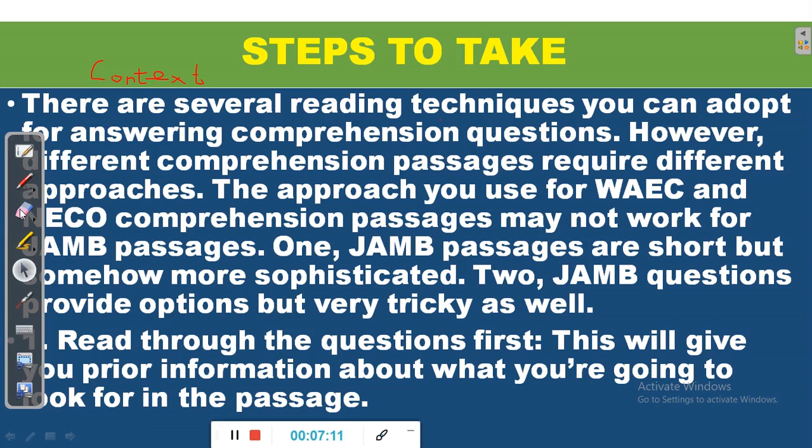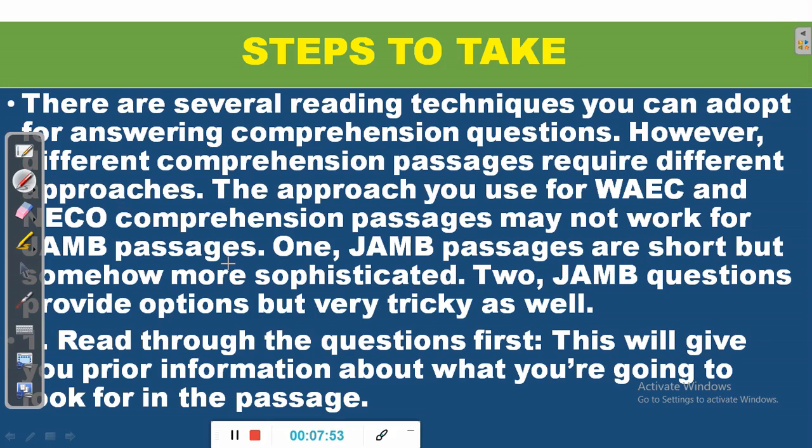Now the steps to take. Let's look at the steps you need to take in order to get it right. Of course, there are different techniques, different steps that different persons have given out, and even you as an individual, as a candidate, as a student at the secondary school or the university, you already have some techniques, some steps, the way you approach a reading passage. But the most important thing is for you to use the one that works for you.